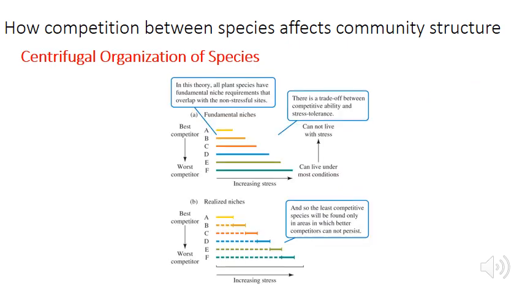So what centrifugal organization of species really does is combine competition theory with allocation theory. It's really describing a trade-off between competitive ability and the ability to tolerate stress.